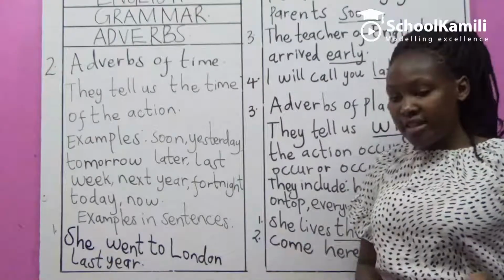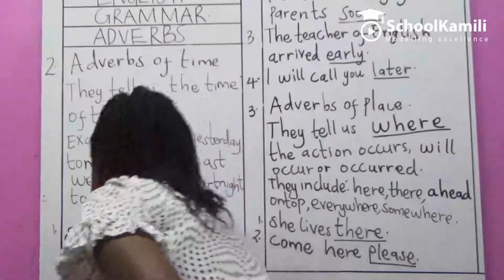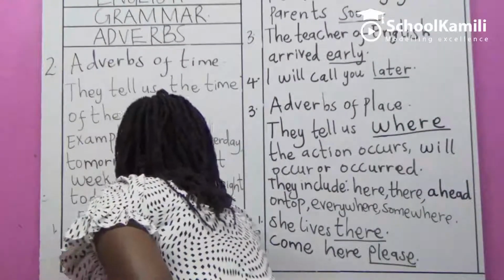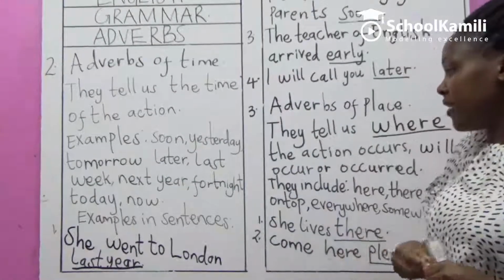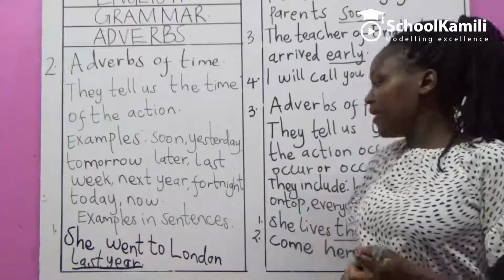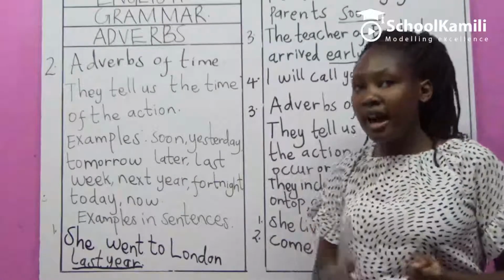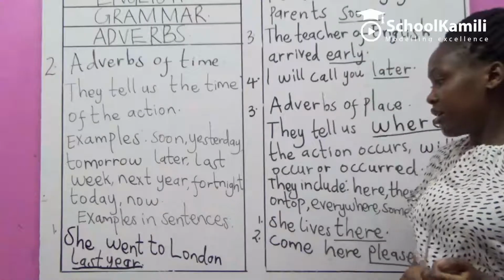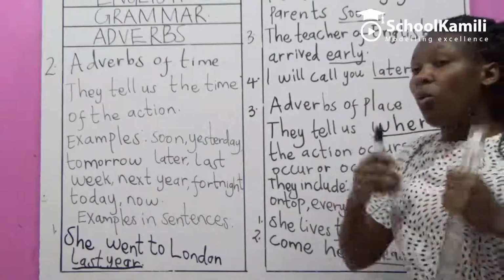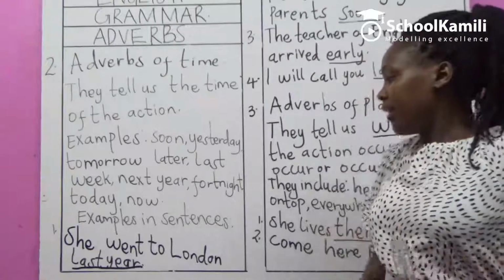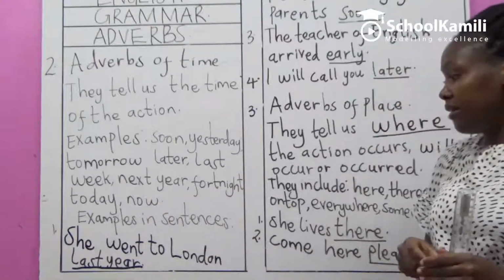So the adverb of time, which I'm going to underline, is last year. Last year is the adverb of time that is telling us the time in which the action took place. It is telling us what time the action occurred. And the action in this case is went.